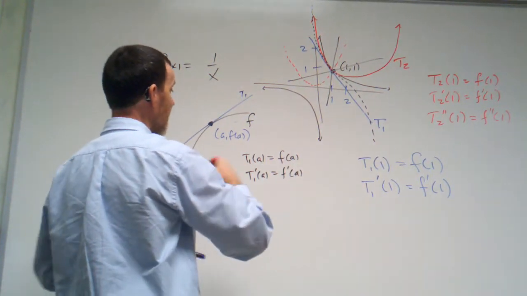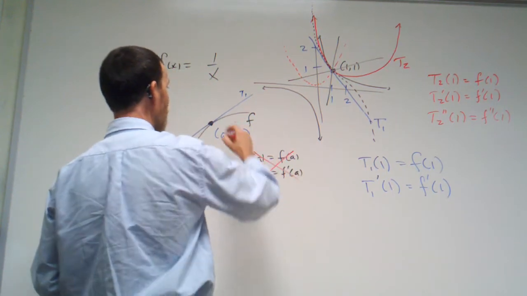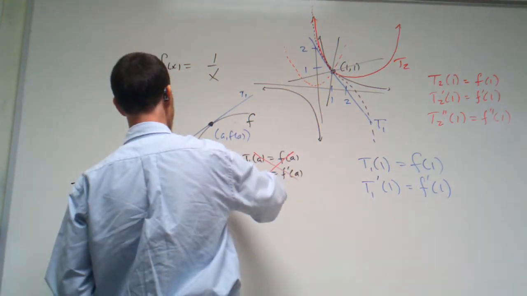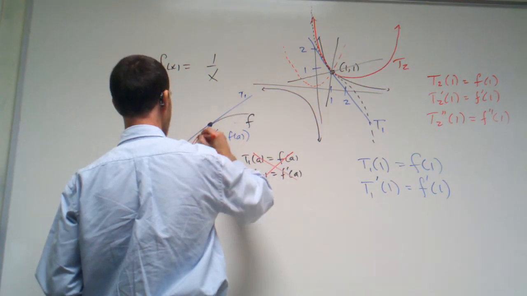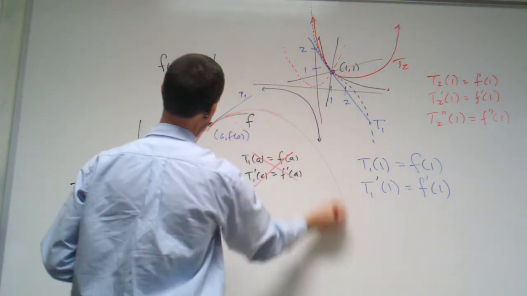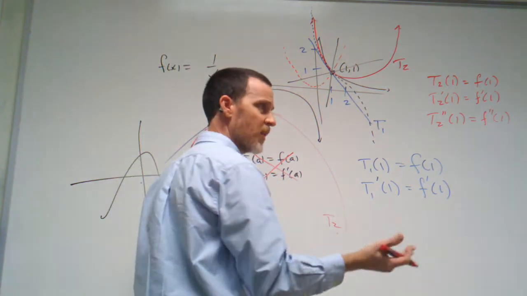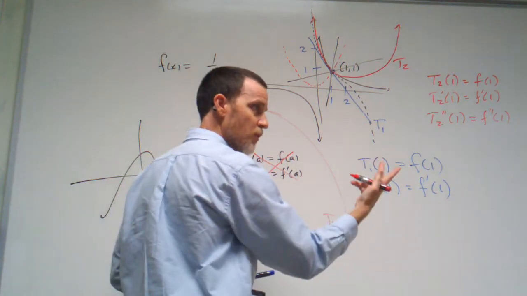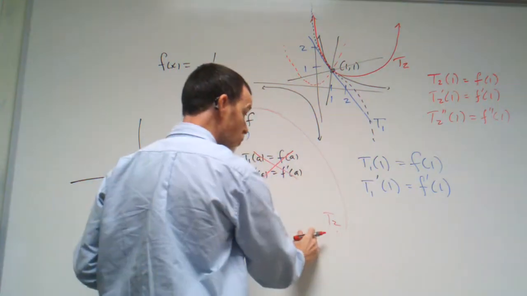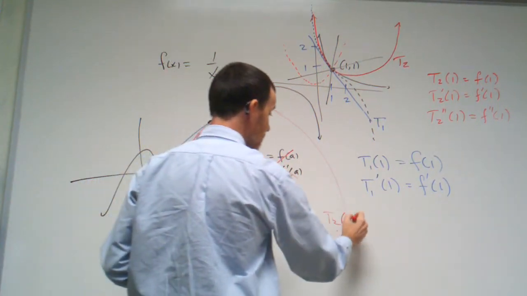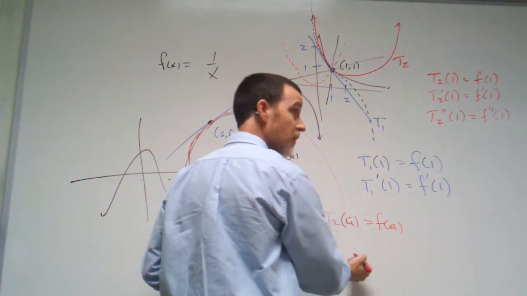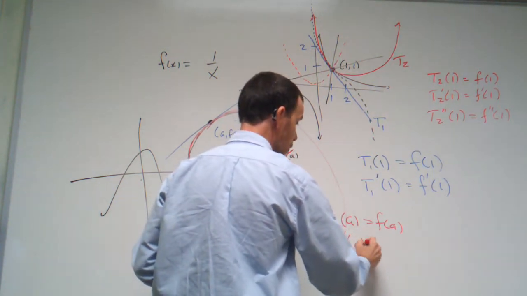If you said, Ted, I don't really want the best tangent line, I want the best quadratic, the best parabola that fits. Call it T2, 2 for the degree, right? Second degree. T1 for first degree, T2 for second degree. Then there is one, and what's going to happen is T2 of a is going to be f of a, and the derivative is going to agree.